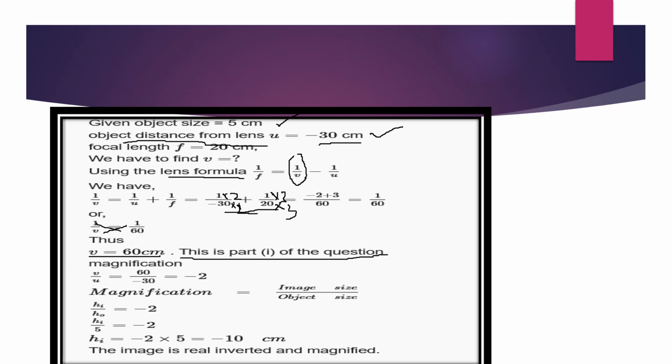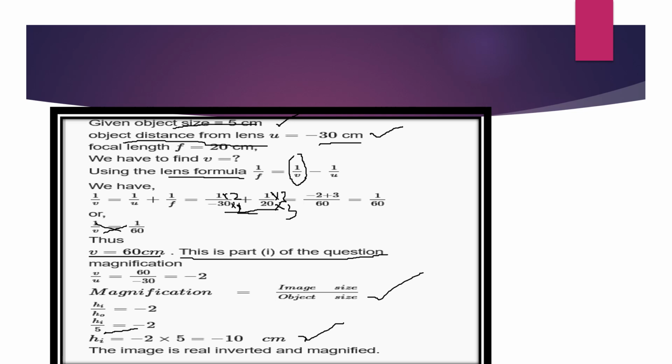Magnification is nothing but v by u. What is your v? 60. And what is your u? That is the image size by object size, we already saw this. So 60 by minus 30, it will be minus 2. Or it will be hi by ho, the height of the image by the height of the object, equal to minus 2. They are asking for the height too. What is your ho, the object size? It is 5 centimeter. So hi by 5 is equal to minus 2. Cross multiplying, hi is equal to minus 2 into 5, that will be minus 10 centimeter.